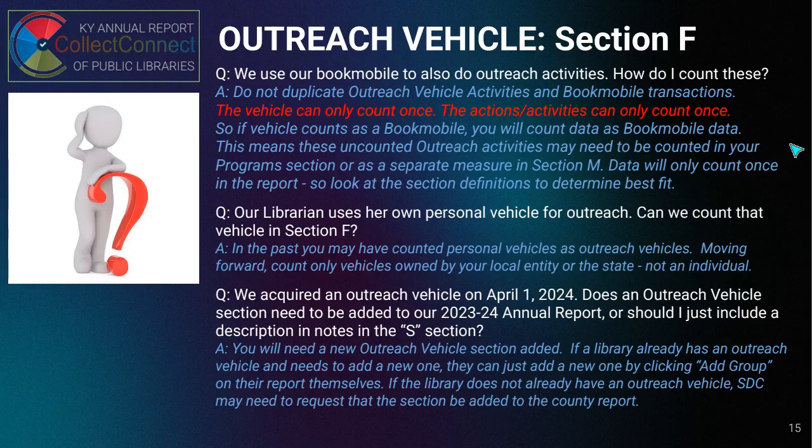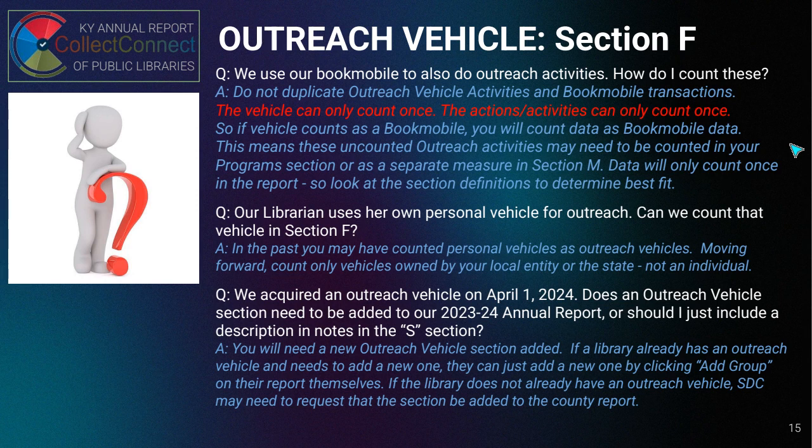So a couple of questions. We use our Bookmobile to also do outreach activities. How do I count these? You do not duplicate your outreach vehicle activities with Bookmobile transactions. These only count once. The vehicle can only count once. The actions and activities can only count once. And so you definitely do not want to duplicate, whether it's a program, whether it's an outreach, or whether it's a Bookmobile. That only counts one time.